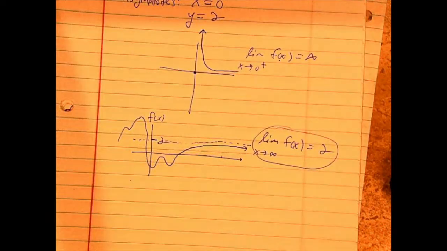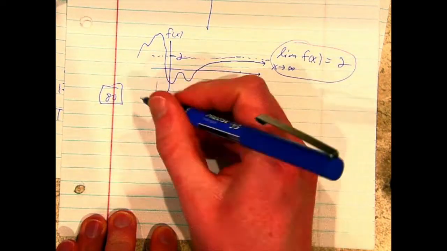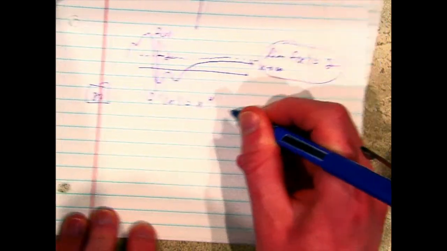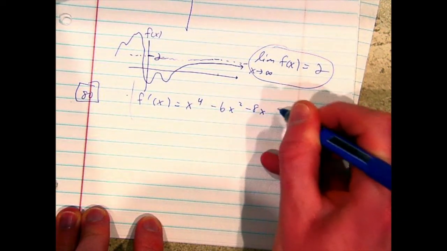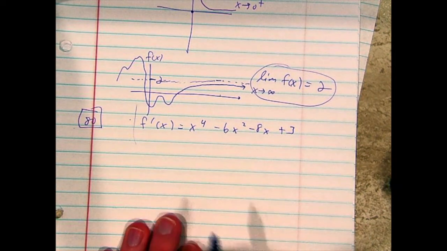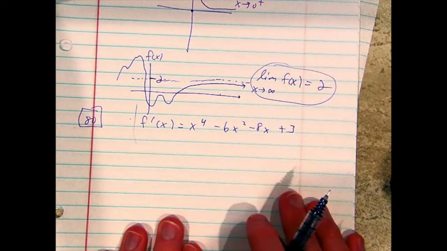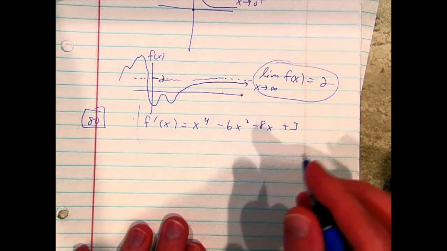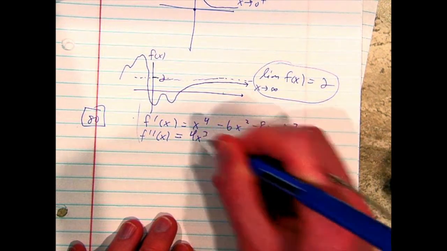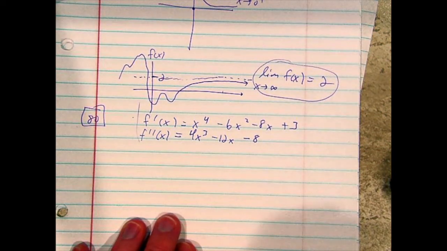80 is a more conventional question. It wants to know where the following function is concave up. They tell us that f prime is equal to x to the fourth minus 6x squared minus 8x plus 3. One way of interpreting concavity is that it corresponds to the sign of the second derivative. So concave up simply means the second derivative is positive. So let's find the second derivative by differentiating this function. I get 4x to the third minus 12x minus 8. And I want to know, where is this function positive?